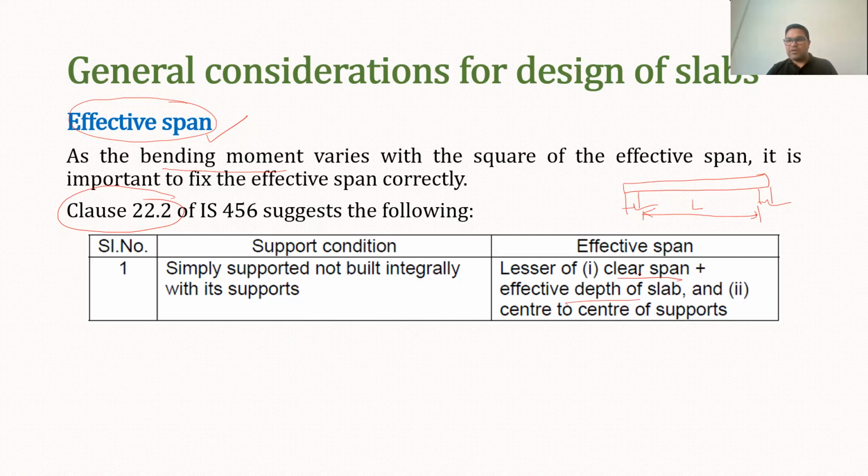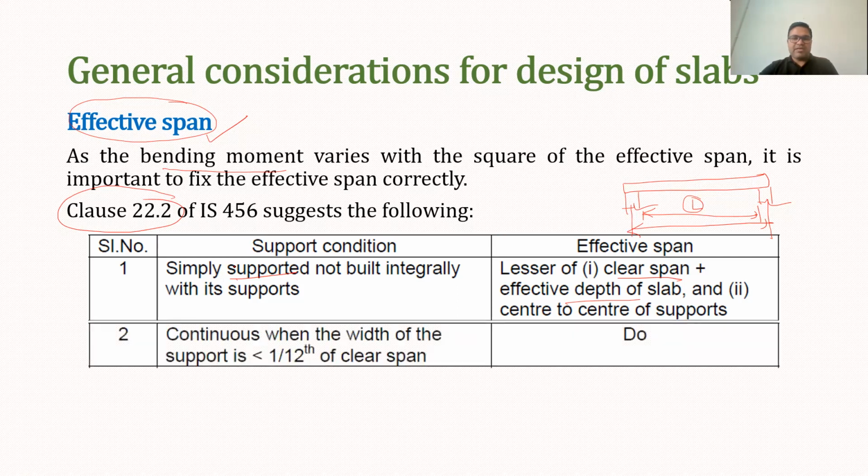So first we need to find out clear span, which will be given. So we need to find out effective depth initially. And by adding this, we get the one effective span, and the second one is the center to center of the support. So center to center of supports will be this. So we will find out two values of effective span, and the lesser value of these two will give us the effective span in case of simply supported slab in this case.